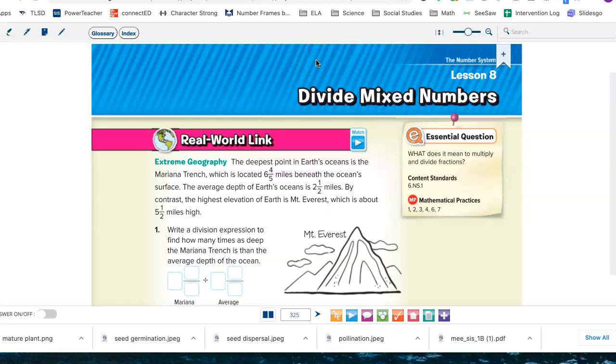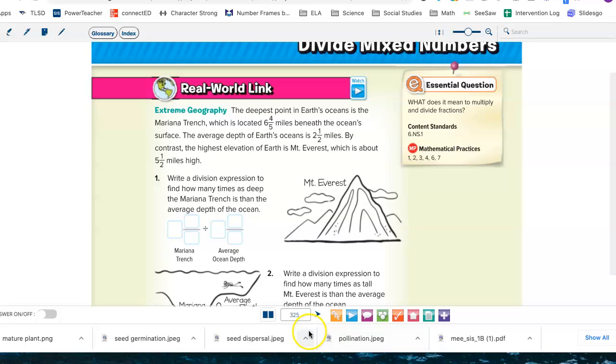This is the last lesson in our fraction unit. So this is dividing mixed numbers by mixed numbers. So we are on page 325. After this, we'll go into word problems, and then you will have a test in the near future. So on page 325, we talk about Mount Everest.